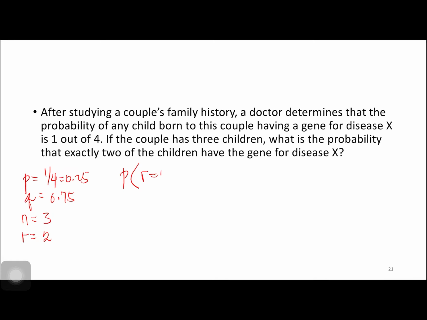Okay? So P of R equal to 2 is equal to 3C2 times 0.25 raised to 2 times 0.75 raised to 1. It gives us 0.1463. Okay, so that's all.